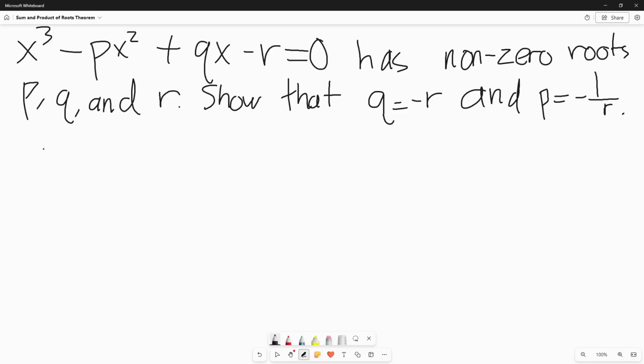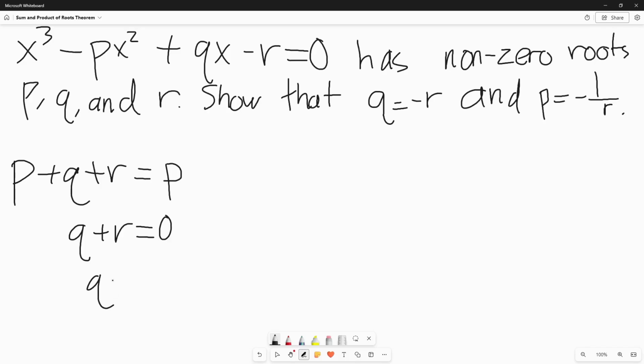So let's use the sum first. The sum of all the roots would just be p plus q plus r, right? And we can use the formula that we've been using in this video. So negative of the second term's coefficient, which is negative p, that's just p, over the leading coefficient, which is 1, and that's just p. So p plus q plus r equals p, and if we subtract p from both sides, we get q plus r equals 0, and we can change this into q equals negative r. And look, we've already shown that q equals negative r, which is half of this problem.